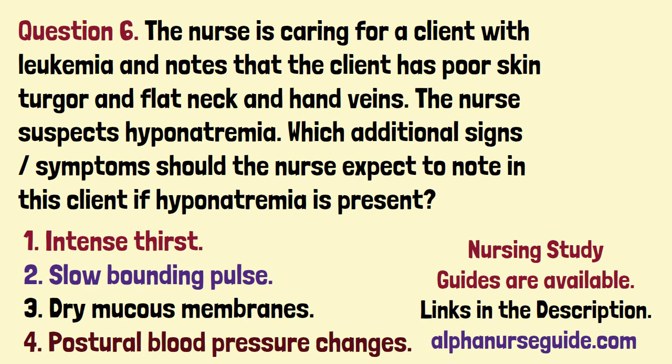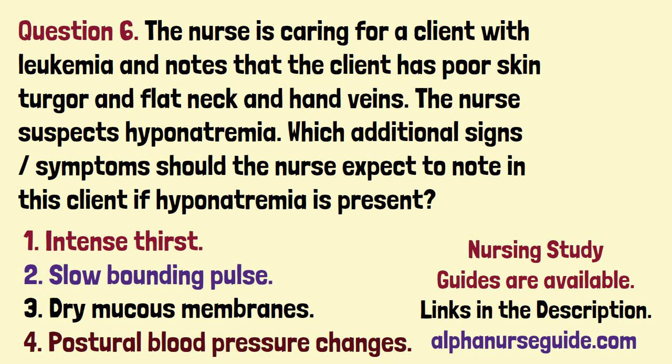Question 6. The nurse is caring for a client with leukemia and notes that the client has poor skin turgor and flat neck and hand veins. The nurse suspects hyponatremia. Which additional signs/symptoms should the nurse expect to note in this client if hyponatremia is present? 1. Intense thirst. 2. Slow bounding pulse. 3. Dry mucous membranes. 4. Postural blood pressure changes.